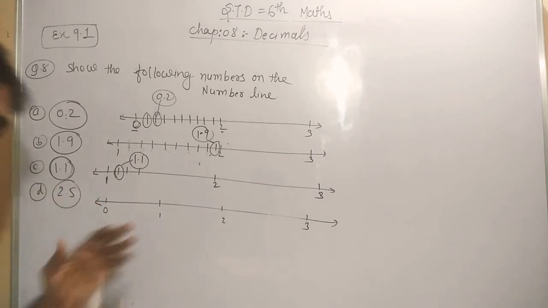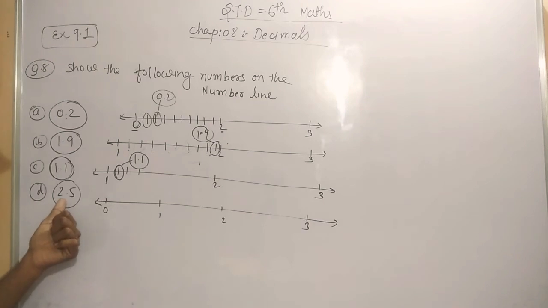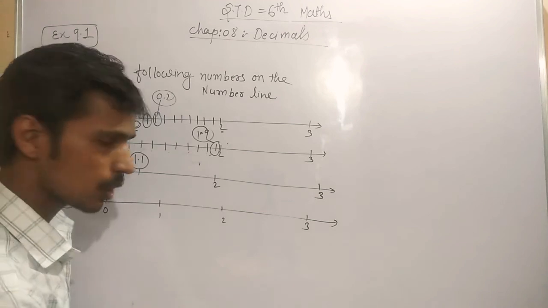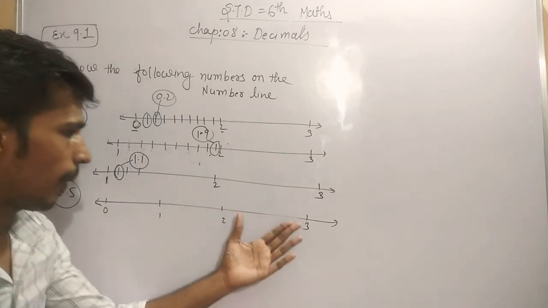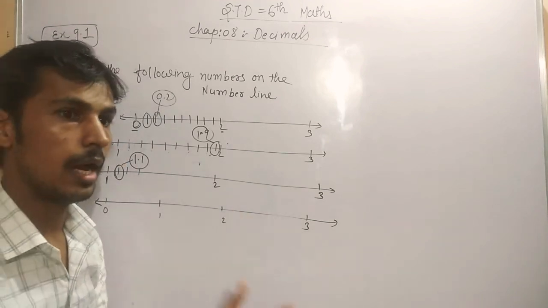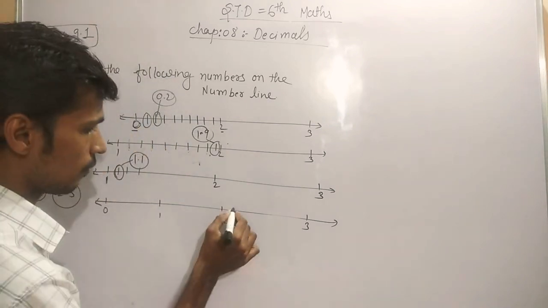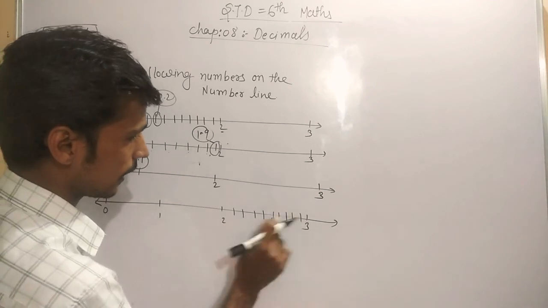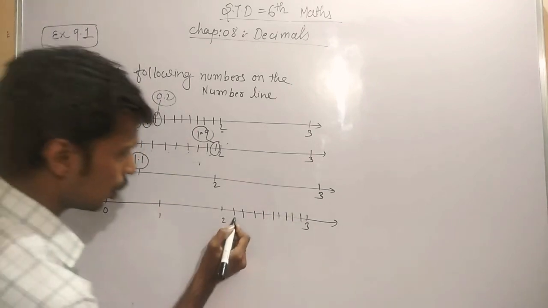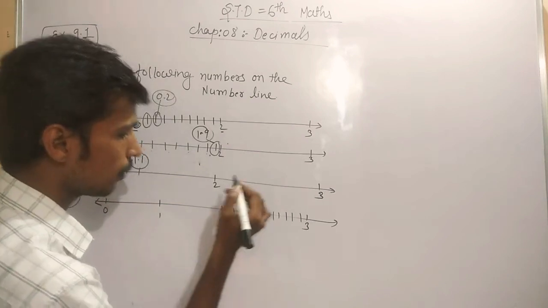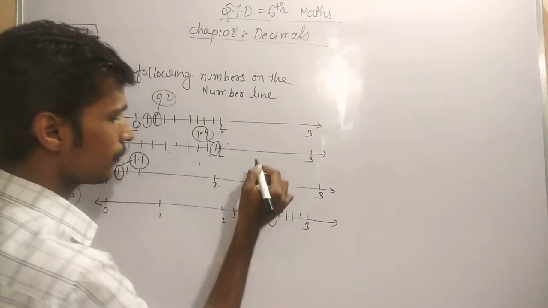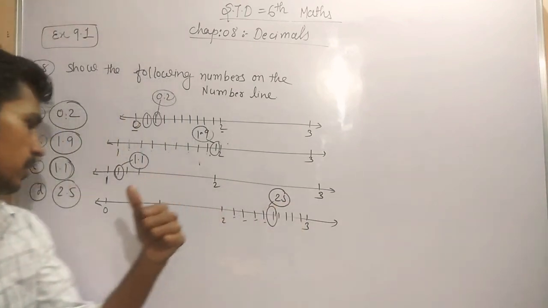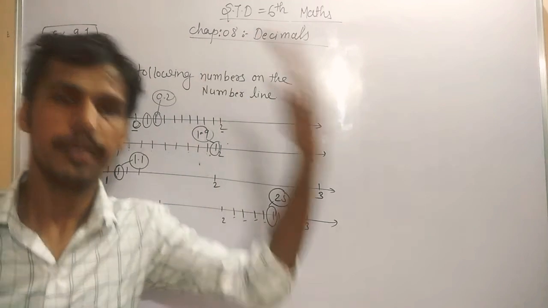2.5, you can see this number lies between 2 and 3. As we know, the part between these two numbers is divided into 10 parts: 1, 2, 3, 4, 5, 6, 7, 8, 9, 10. 2.1, 2.2, 2.3, 2.4, 2.5. So here 2.5 will lie here. So students, let us see the next one.